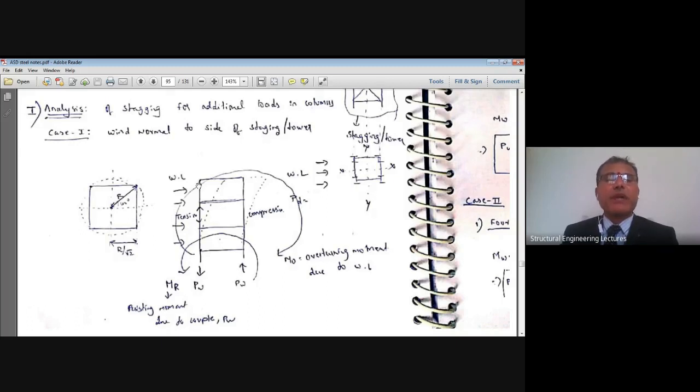Now I'm demonstrating for wind. Let us assume that this is case one, wind normal to the side of staging or tower. To start with, I'm showing a tower with 4 columns, assuming that this is a cylindrical tank. Hence, it has a radius of r. Therefore, along that radius r, these are the 4 columns, at a distance of r.